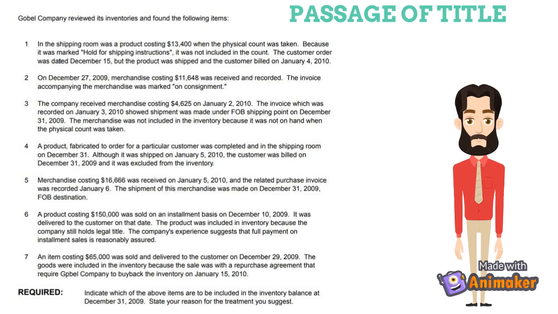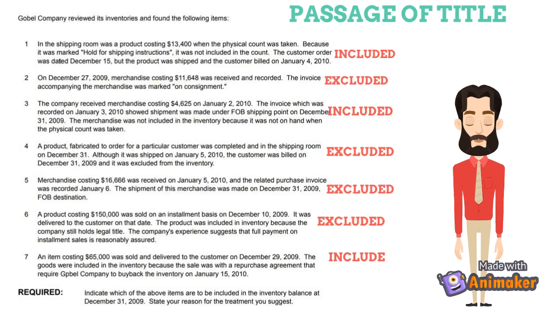1. In the shipping room was a product costing $13,400 when the physical count was taken. Because it was marked hold for shipping instructions, it was not included in the count. The customer order was dated December 15, but the product was shipped and the customer billed on January 4, 2010. Number 1 is included, since merchandise, except special orders, should be included in the inventory until shipped.